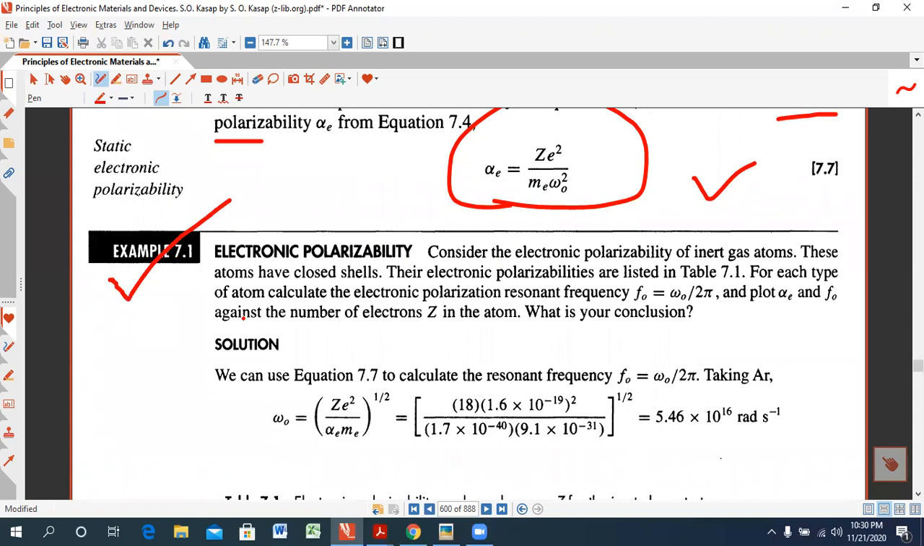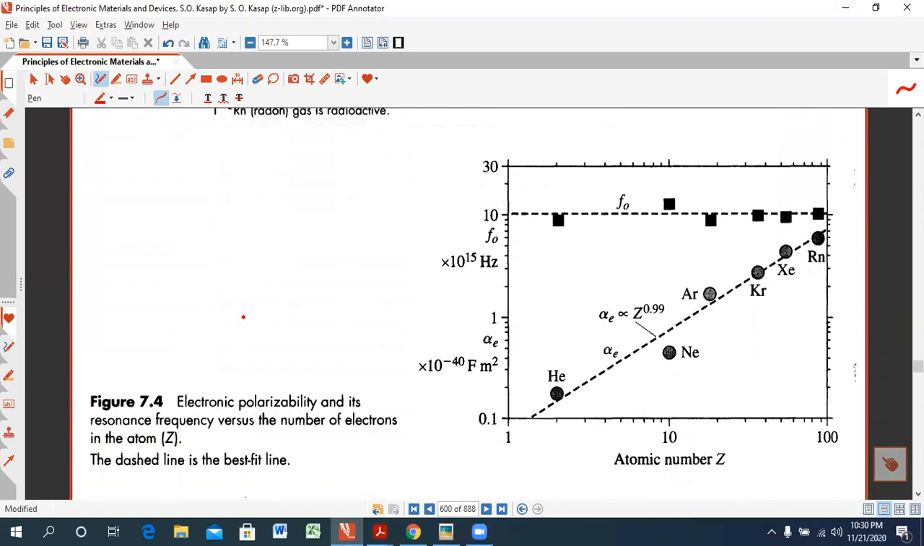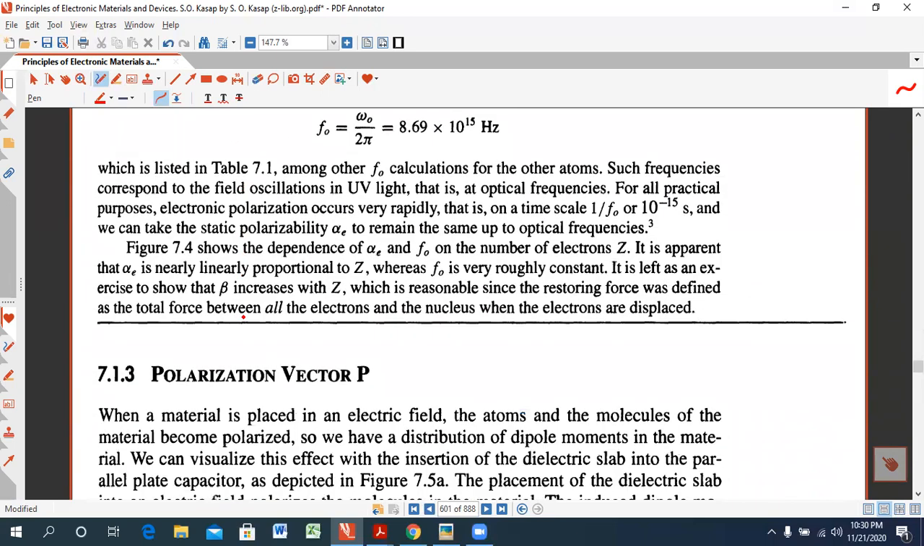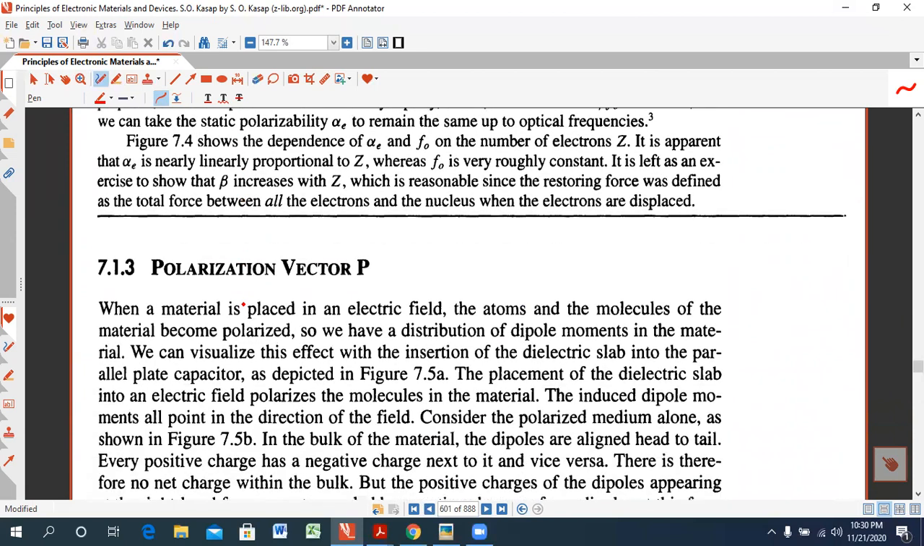Using this formula, there will be some numerical problems. That is example 7.1. Please try to solve these problems by yourself. You should also try to solve the problems related to the exercise, and I will provide you the exercise numbers which you need to solve. Next one is the polarization vector.